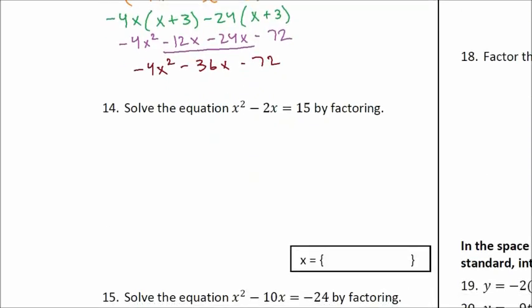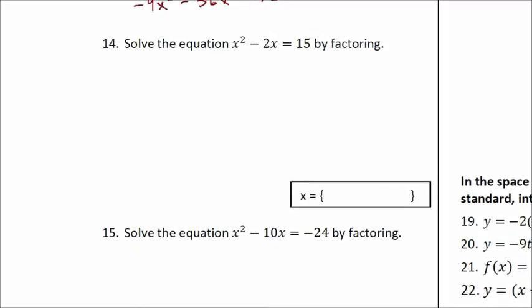Alright, next one. Solve this equation by factoring. Well, it's the same steps as normal factoring. The only difference is we're not going to write our answer in coordinate notation. We're just going to write down the two values of x that make this equation true. Let's take a look at our first equation. I'm going to rewrite it x squared minus 2x.